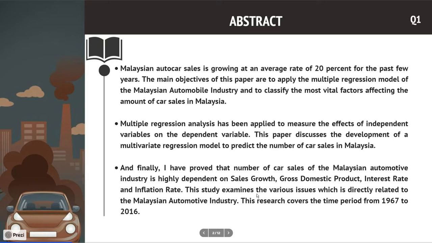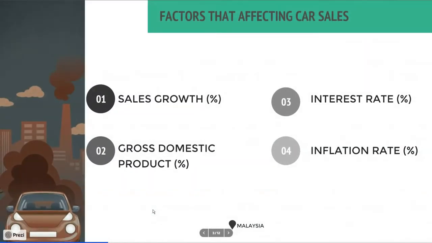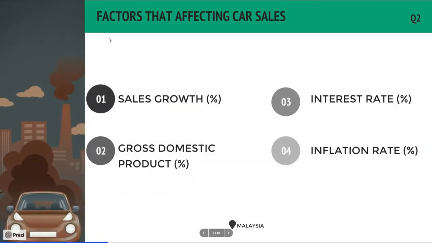This study examines the various issues which are directly related to the Malaysian automotive industry. This research covers the time period from 1967 to 2016. Factors affecting car sales in Malaysia: first one, sales growth, gross domestic product, interest rate, and inflation rate.